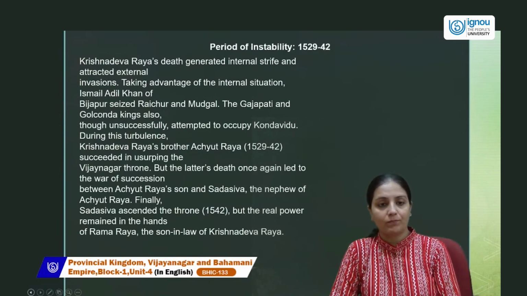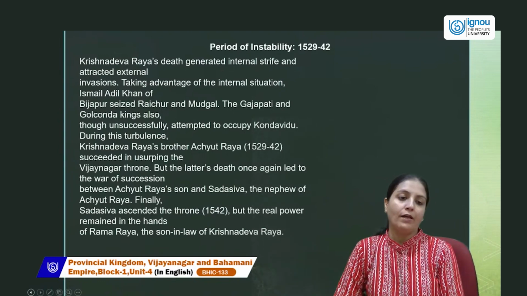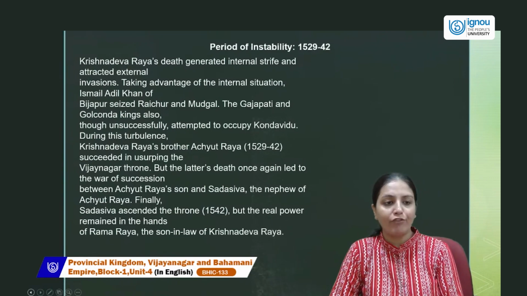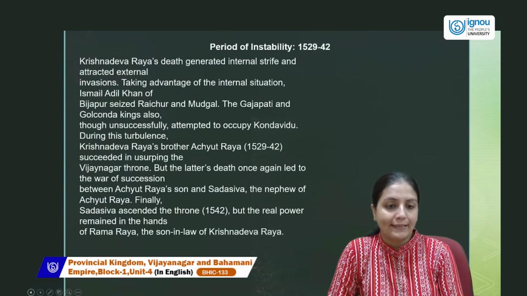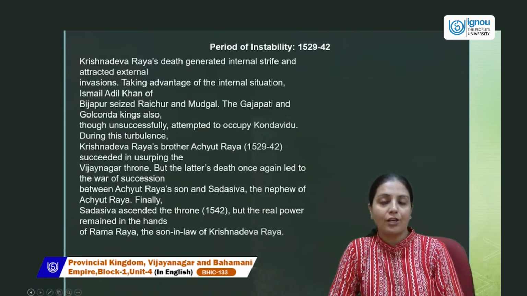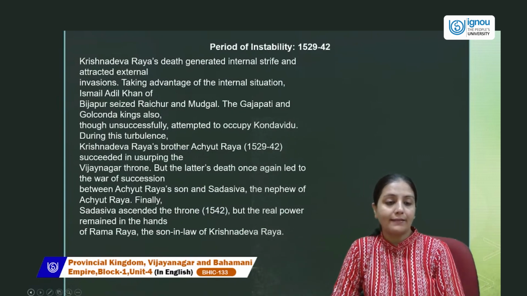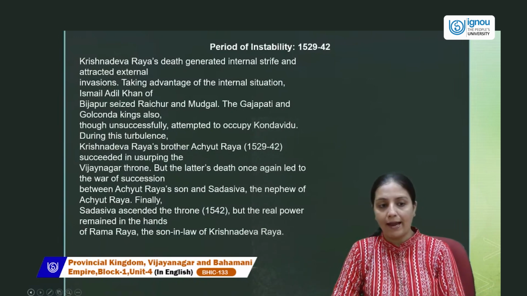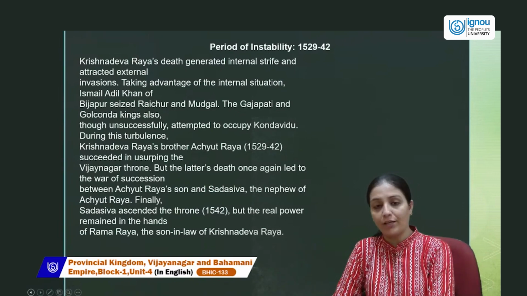Achyut Raya's later death once again led to a war of succession between Achyut Raya's son and Sadasiva. Sadasiva was the nephew of Achyut Raya. Finally, Sadasiva ascended the throne in 1542. Yes, that is the last thing of the period of instability. Sadasiva ascended the throne in 1542, but the real power remained in the hands of Ramaraya, who was the son-in-law of Krishnadev Raya.